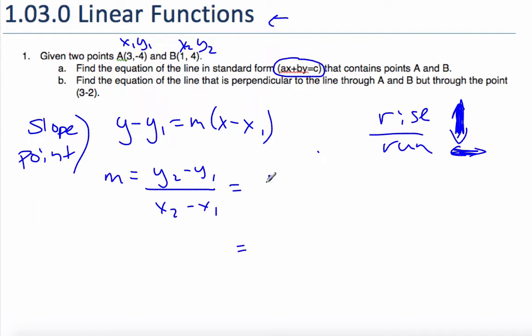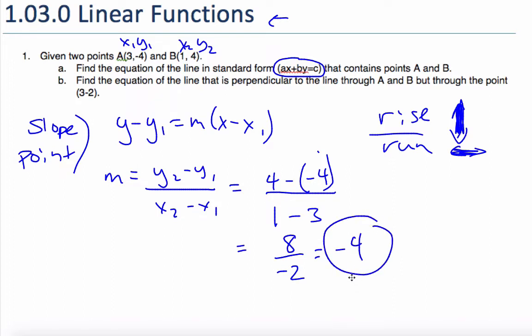y2 is 4. Good thing we labeled them and double checked. 4 minus the negative 4, that's my y1, divided by x2 1 minus 3. Okay, so good thing we double checked, because even the good math students make mistakes, but you have to catch them. We've got the double negative, so it's 4 plus 4, which is 8. 1 minus 3 is negative 2, which ends up being negative 4 as my slope.